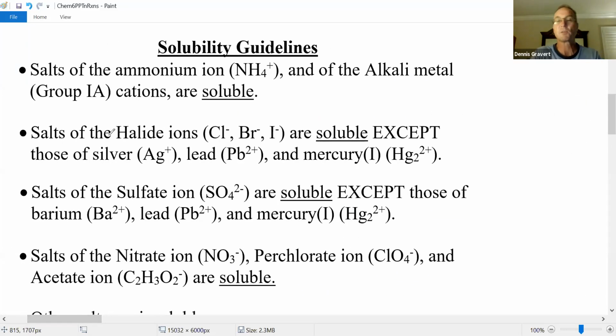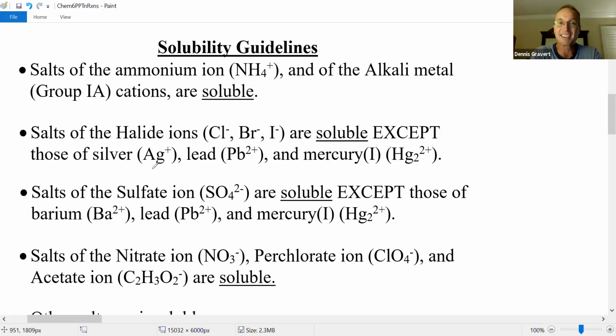Okay, so we went to the left side of the table: alkali metals and the ammonium ion. It's a plus one cation, so it is similar to the other alkali metals. Rule two is, hey, swing over to the right side of the table. Look at the halides: chlorine, bromine, iodine. You're going to throw out fluorine. It's weird, and it doesn't really follow the pattern. So we're going to assume that fluoride is insoluble. But anyways, if you look at a chemical formula and it has chlorine, bromine, or iodine, there's a really good chance it's soluble.